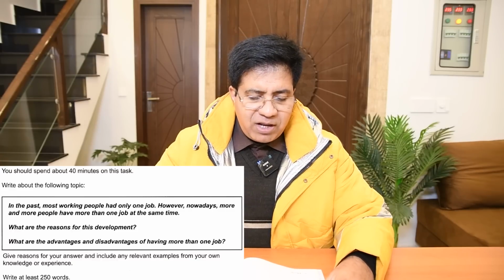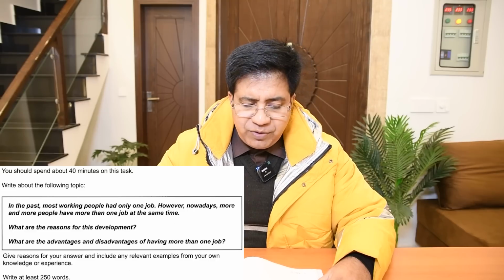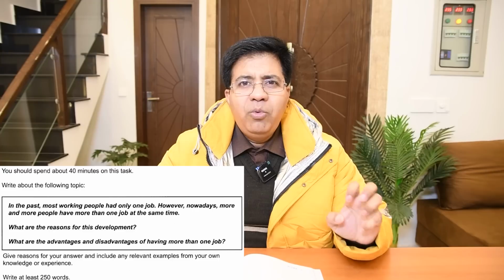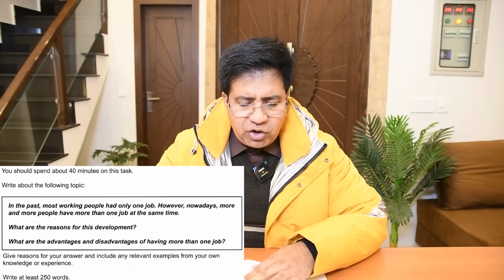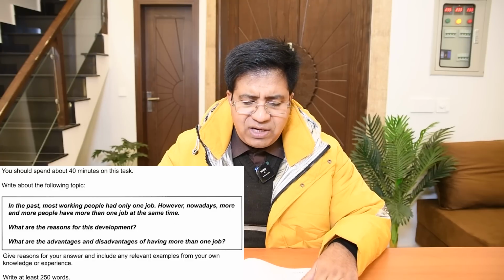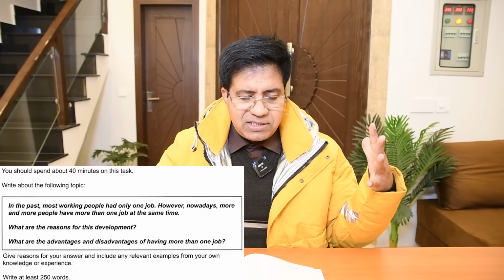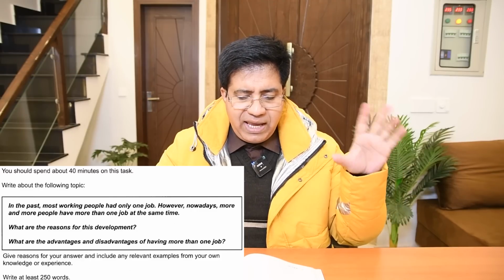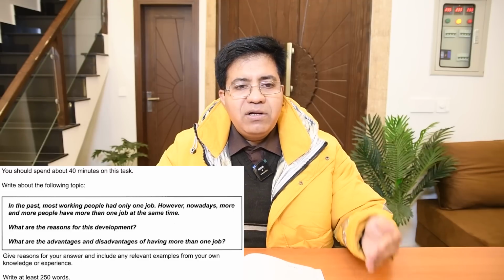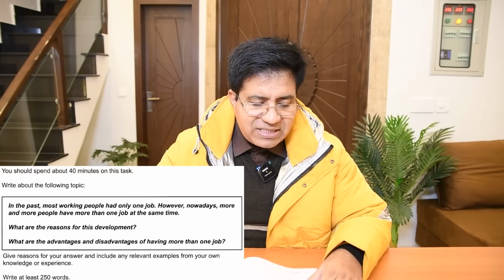You should spend about 40 minutes on this task. Write about the following topic. In the past, most working people had only one job. However, nowadays, more and more people have more than one job at the same time. See that? In the past, people had one job, and now people have more than one job, like they're doing part-time. One role is different from another job role and all that. So this is the topic statement.